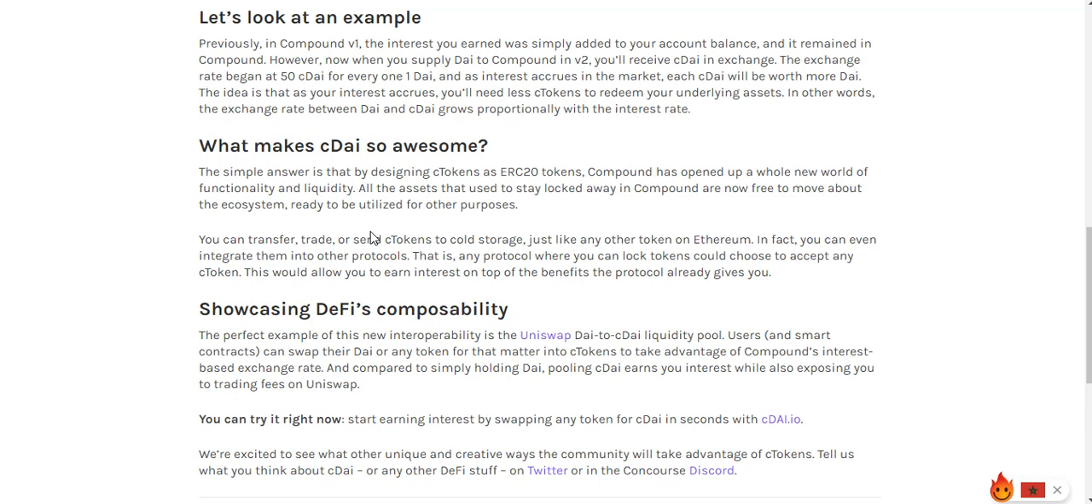What makes cDai so awesome? The simple answer is that by designing C tokens as ERC20 tokens, Compound has opened up a whole new world of functionality and liquidity. All the assets that used to stay locked away in Compound are now free to move about the ecosystem and ready to be utilized for other purposes. You can transfer, trade, or send C tokens to cold storage.